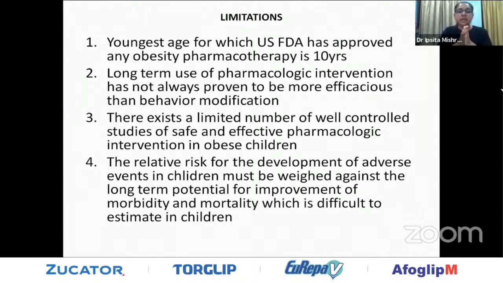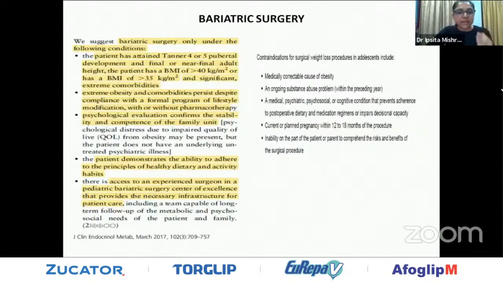Long-term use of these drugs is not proven to be more efficacious than behavioral modification, and only a very small number of trials with these drugs have been done in children. The relative risk for development of adverse events does exist with any of this drug therapy. So, moving on to bariatric surgery.